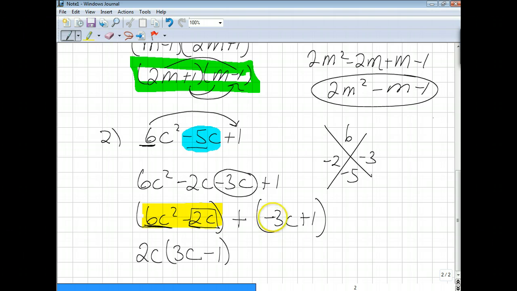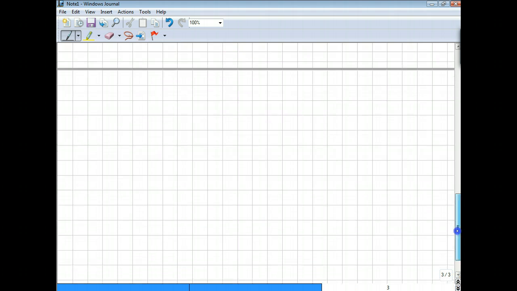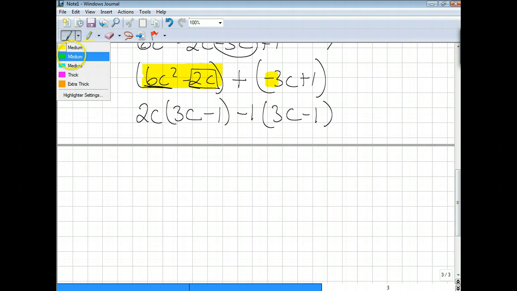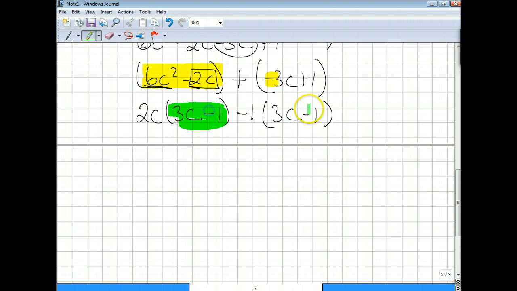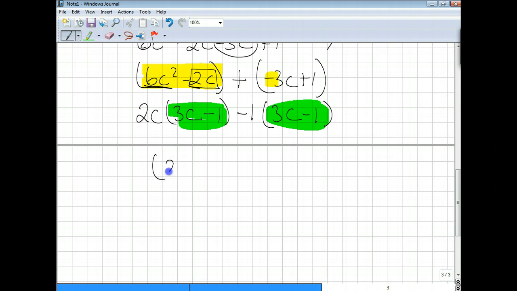Then, notice that this is a negative 3c. We can't have a negative there, so we factor out a negative 1. And actually, negative 1 is the only common factor there. So that changes that to 3c minus 1. And we factor out the negative 1. Now, notice we have a common factor of 3c minus 1. So we factor that out. And what's left? 2c minus 1.